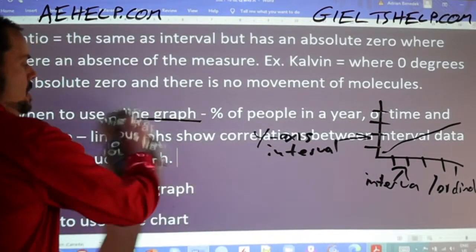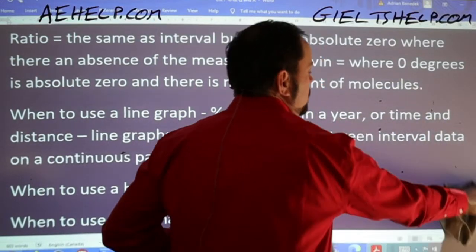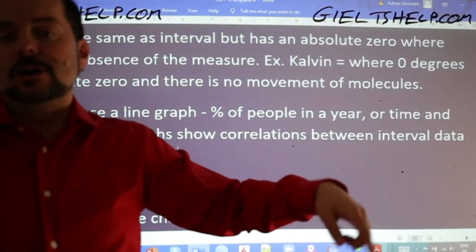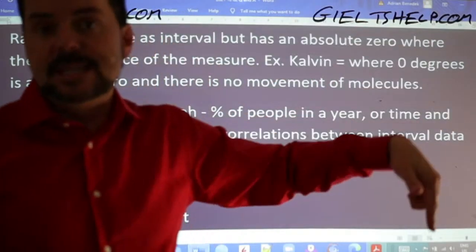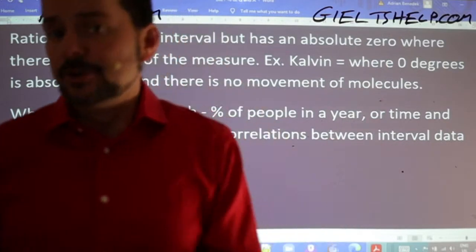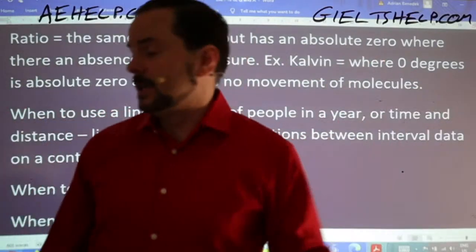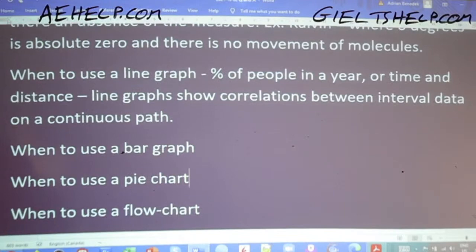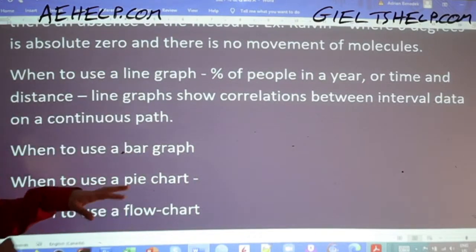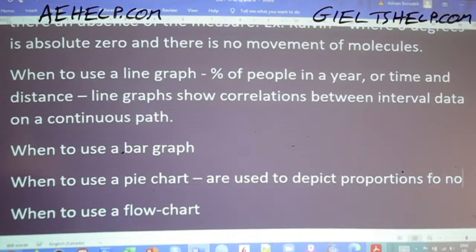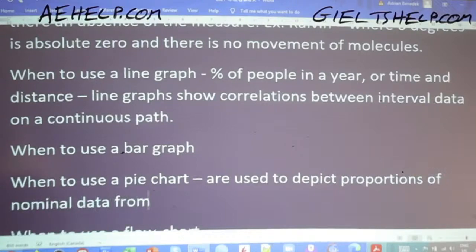You have to understand clearly that a line graph is used to show correlation, so the relationship. As one goes up, the other one goes down, or as one goes up, the other one also goes up, or as one goes down, the other one also goes down. There are negative and positive correlations. I don't want to get into that too much, but line graphs are used to show correlations between interval data on a continuous set of data points. Let's jump a little bit here. Bar chart. People often confuse line graphs with bar charts, or sorry, pie charts in their writing. Pie charts are used to depict proportions of nominal data from a whole.